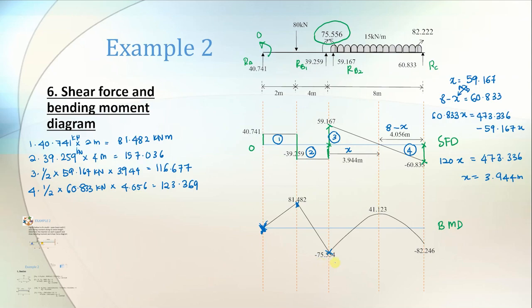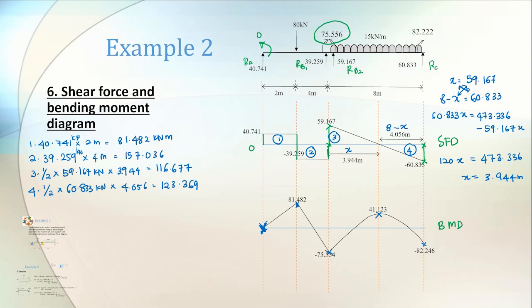So negative 75.554 plus 116.677. Then I get 41.123. Last, another triangle here. 41.123 minus 123.369. Why minus? Because this area is negative, below, so we minus. So when minus, you also get negative 82.246. Okay. Supposedly it will end at zero. Because SFD or BMD, when we say that it is in equilibrium, it should end at zero. Actually it ends at zero.